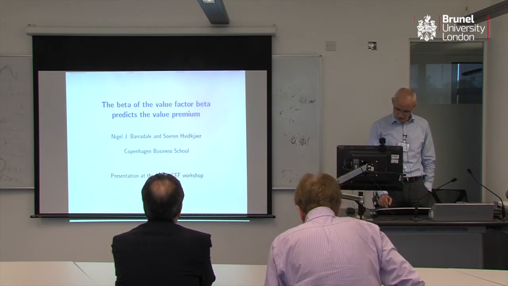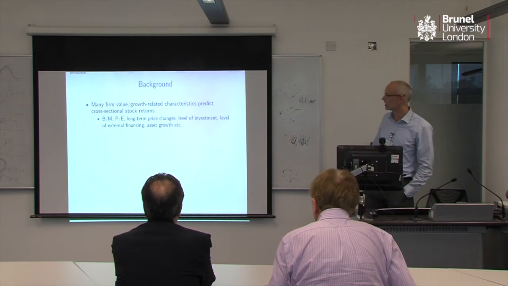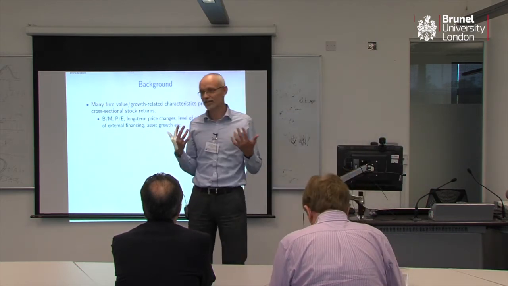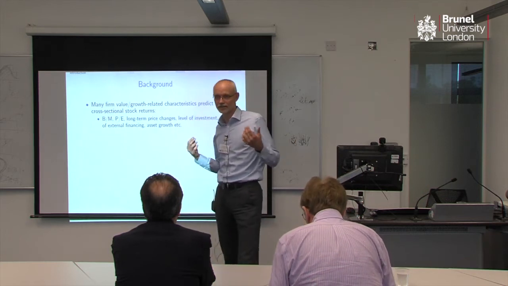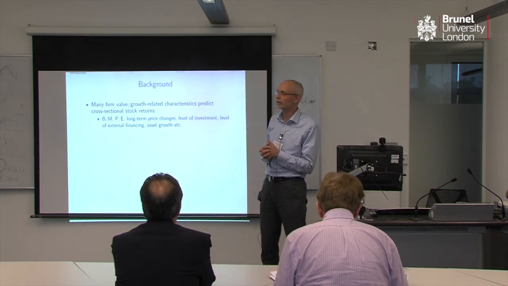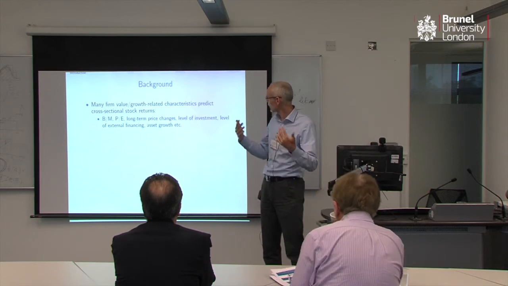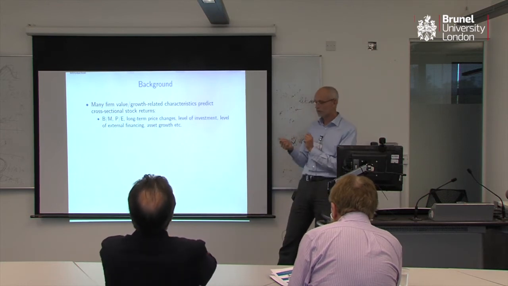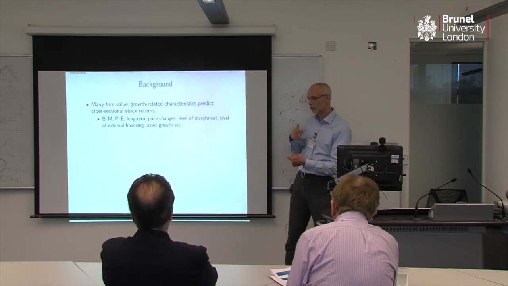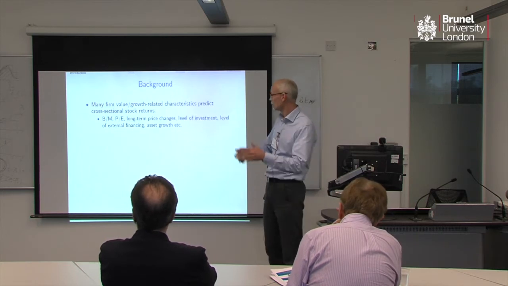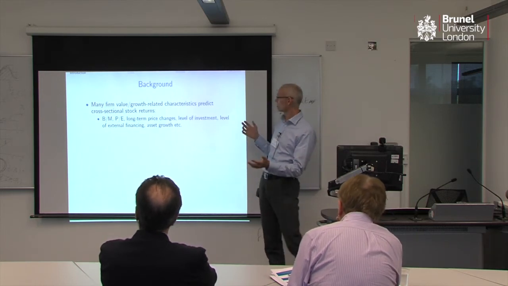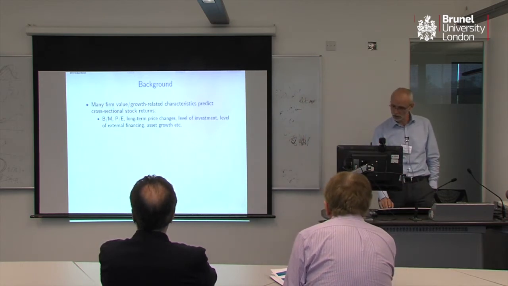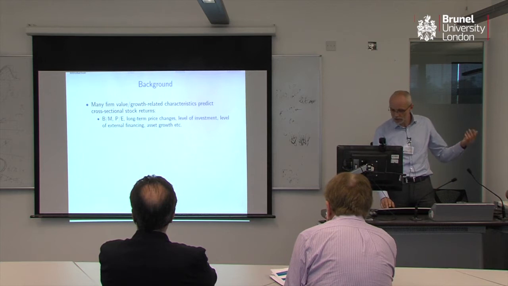So basically, we'll look at the value factor and talk a little bit about anomalies. Many people think of the value factor as the biggest anomaly out there in the cross-section of asset pricing. Many value-growth-related characteristics, such as book-to-market, price-to-earnings ratios, and long-term price change, have predictive power for the cross-section of stock returns. The question is, why is this?